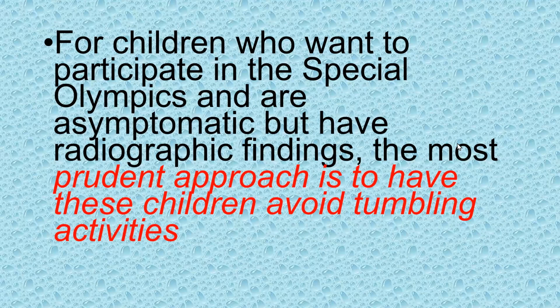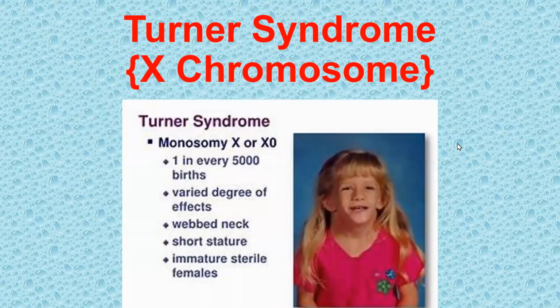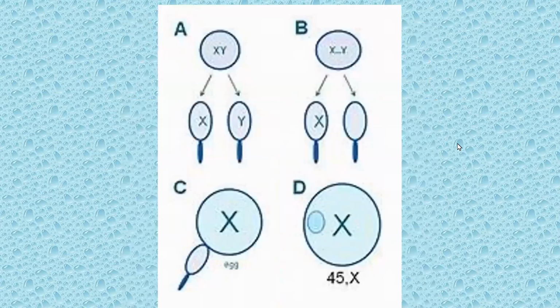Briefly about Turner syndrome. It is a monosomy of X chromosome. There's an X or X0. There is no double X. 1 in every 5,000 births. Varied degree of effects. They have a webbed neck, they have a short stature, and immature sterile females. This shows you the end result.